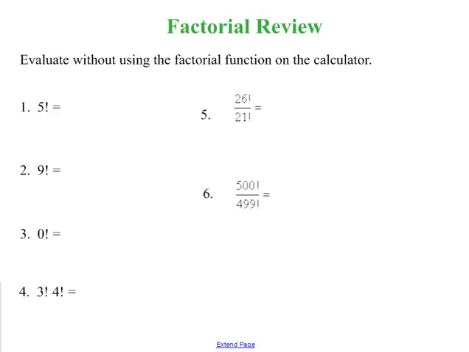You may remember from previous math classes that whenever we do a factorial, we multiply the number times every number before it all the way down to 1. So in number 1, 5 factorial would be 5 times 4 times 3 times 2 times 1. Multiplying all these numbers together, we get 5 factorial to equal 120.